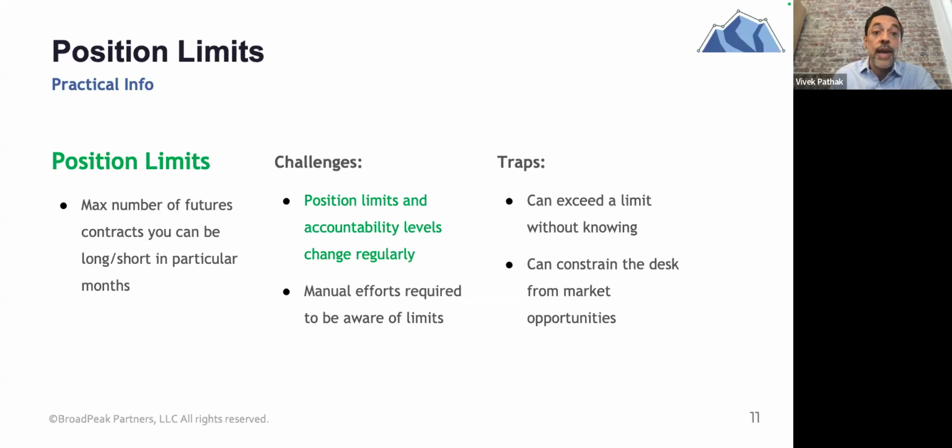And sometimes the limits go up. And so you may actually constrain the desk from a market opportunity if you're looking at dated information. So the takeaway here is the limits change pretty regularly. And so solution-wise, internally as a software company, we actually digest all the limits every day and put them in a single database with a little web UI in front of it. So our compliance customers can just type in Henry and see Henry Hub's limits in various markets easily.